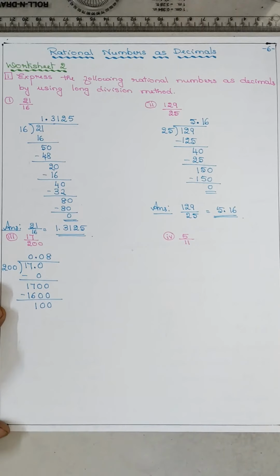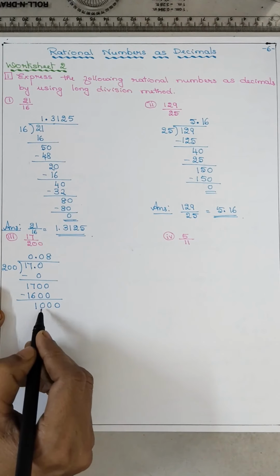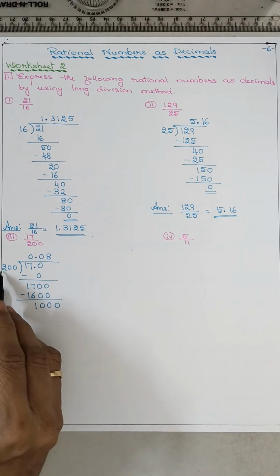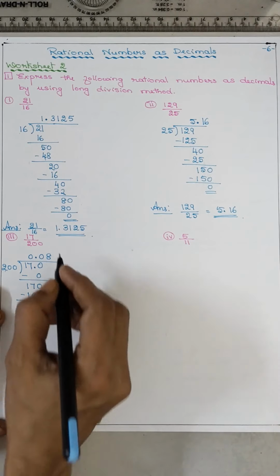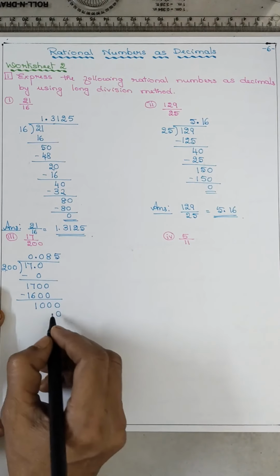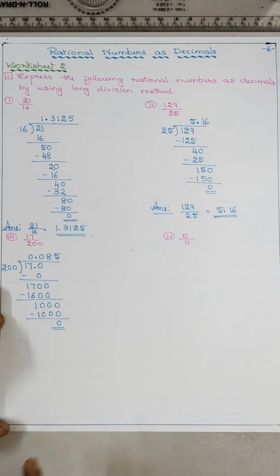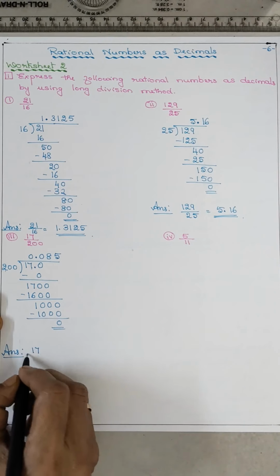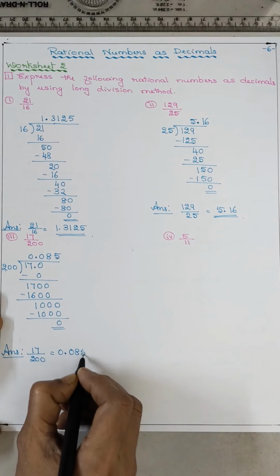7 minus 6, 1. Now take extra 0. 2 how much are 10? 2 5s are. See here 3 digits, here 4 digits. So ask 1 digit and here 2 digits. And ask 2 how much are 10? 2 5s are 10. So 5 zeros are 0. Zeros are 0. 2 5s are 10. Exact. Remainder is 0. So answer, 17 upon 200 is equal to 0.085.